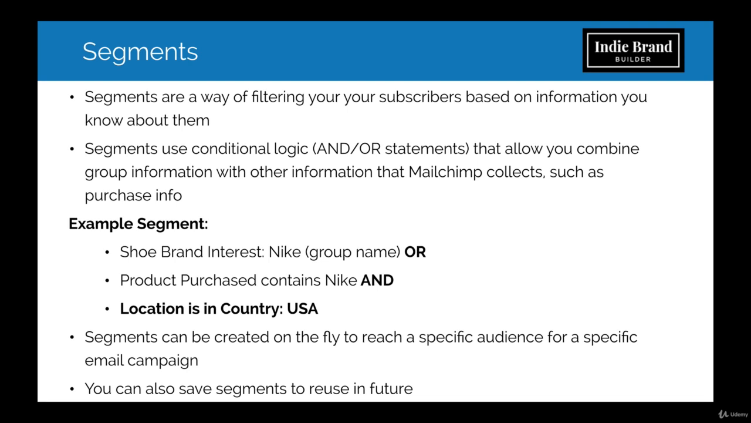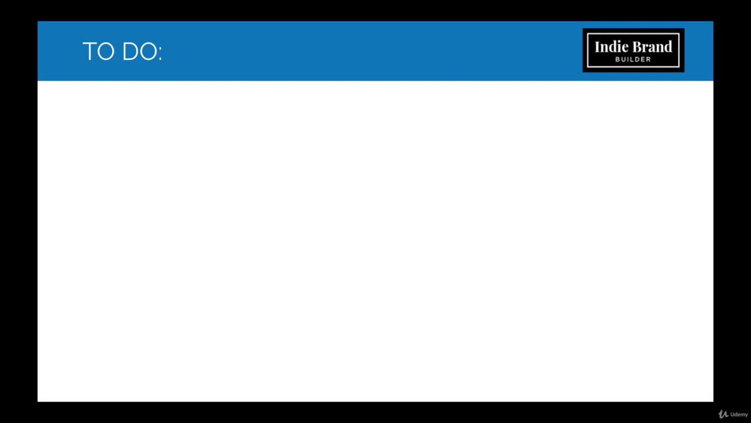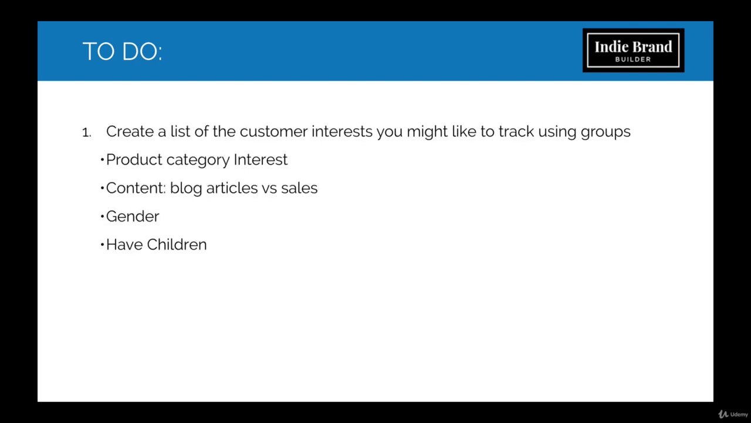It is confusing. What I'd like you to do, just as a to-do on the end of this short lesson, is create a list of the customer interests that you might like to track in MailChimp using groups. So for instance, it could be something like if you have several categories of product, you may want to track interest in those categories based on the user profile. You may want to track what kind of content people would like. So if you're going to be doing a lot of content marketing, some people may just be interested in sales and promotional material. Some people may be just interested in blog content. So you want to make sure that you have them segmented that way.